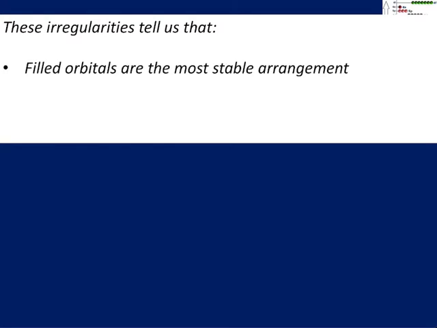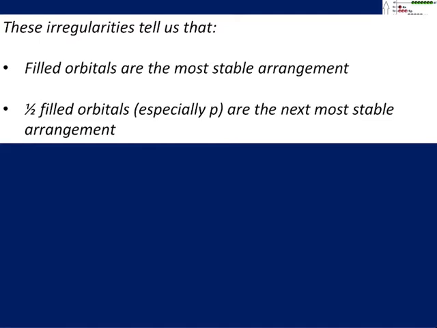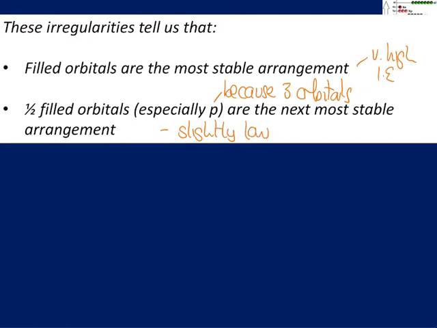Now, the fact that we have these irregularities or these peaks, we learn from them that filled orbitals are the most stable arrangement, and that half-filled orbitals, particularly p because there are three of them, are the next most stable. So filled orbitals will have a very high ionization energy, and the half-filled orbitals will be slightly lower in ionization energy.